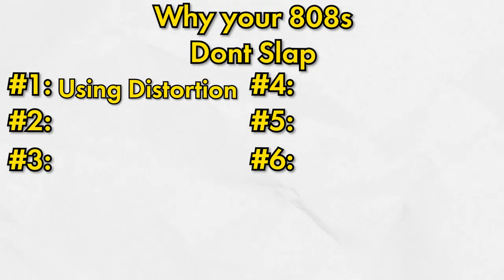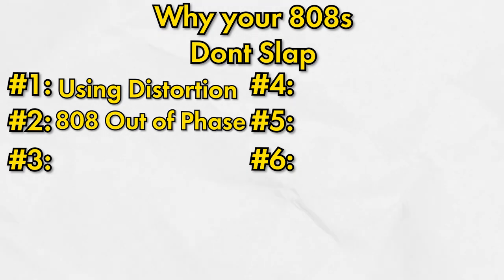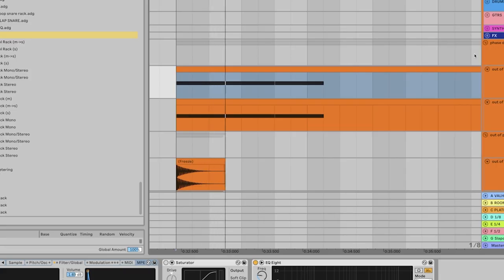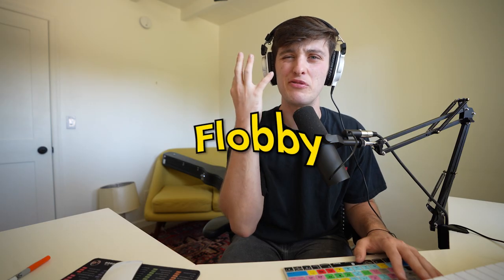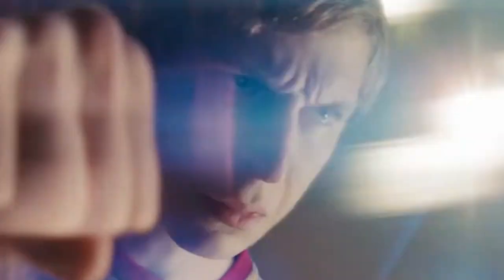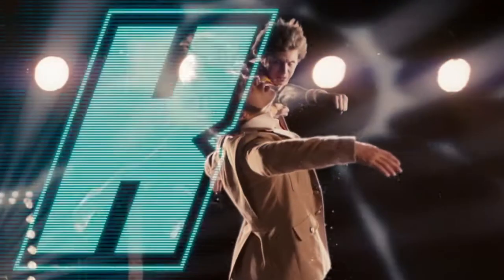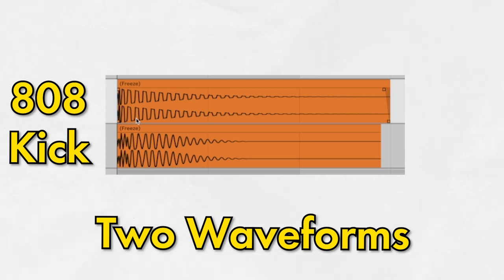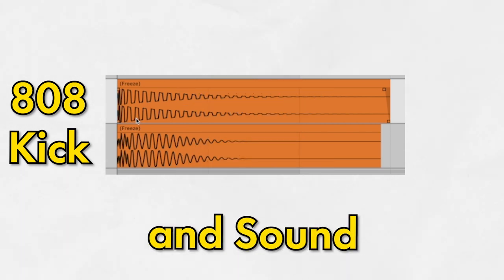The second reason your 808 isn't slapping is because the 808 is out of phase with the kick. Listen to this. It's just like a floppy mess. This happens because a lot of 808s have an initial punch that's very similar to the kick. And when you have two waveforms that are almost identical, they cancel out and sound really weak.